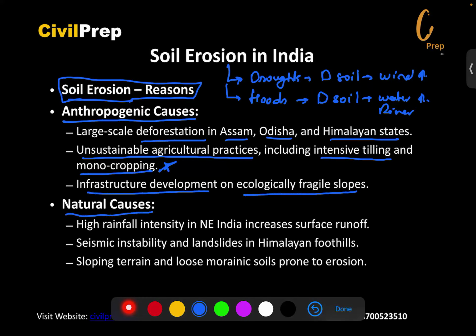Then certain natural causes are also there: high rainfall intensity in northeastern India increases surface runoff. Then seismic instability and landslides in the Himalayan foothills, sloping terrain, and loose morainic soils prone to erosion. So this is also quite important here.